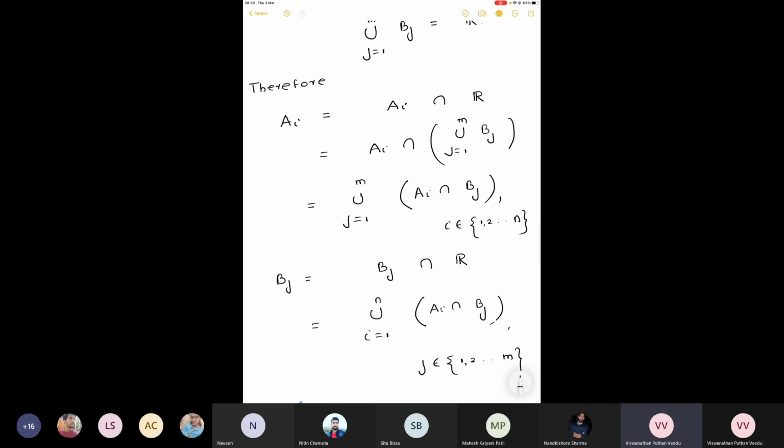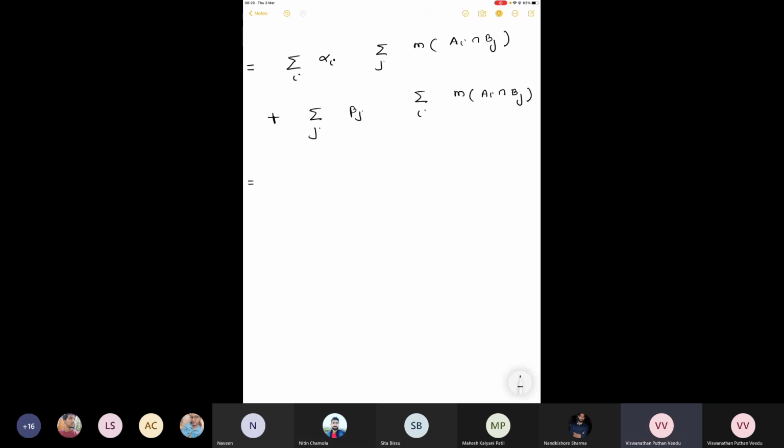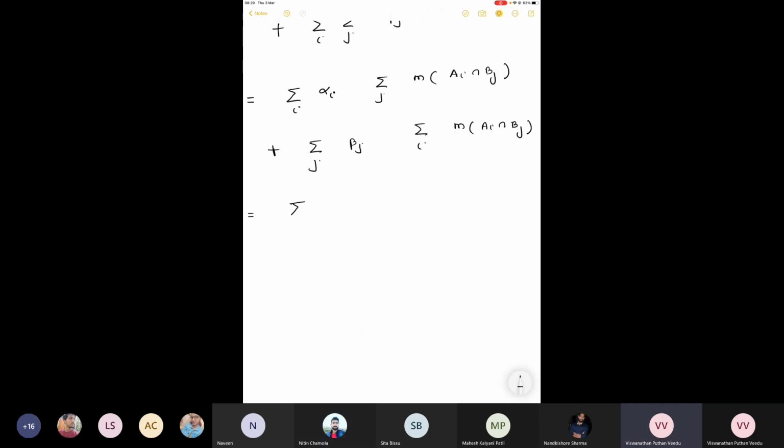Ai I have represented as a union of Ai intersection Bj, and the Ai intersection Bj's are disjoint measurable sets. Therefore, measure of Ai would be equal to the sum of measure of Ai intersection Bj by countable additivity on measurable sets. Therefore, this is summation over i alpha i, summation over j, measure of Ai intersection Bj, which I can write as measure of Ai. So far, so good.